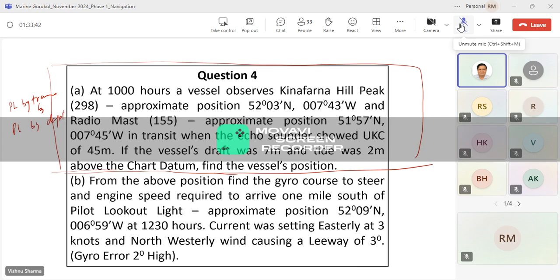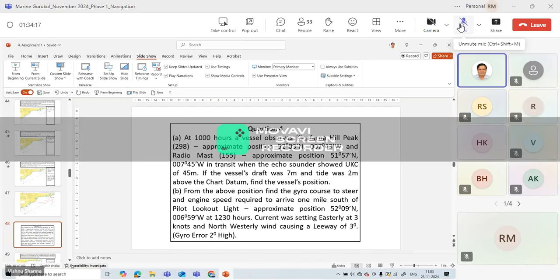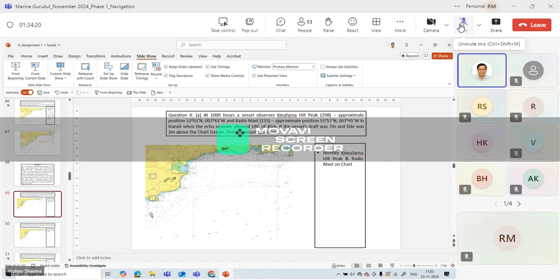Does everybody see? Because nobody is going to tell you in the exam which method to use. After reading the question, you'll have to figure it out. If I tell you the method, then the purpose gets defeated. On reading the question, can everybody figure out that it is PL by transit and PL by depth contour? This typical language is for depth contour. Is it clear to everybody? Yes, sir. Okay, so let's first deal with the position. Now let me show you how this peak will look like.